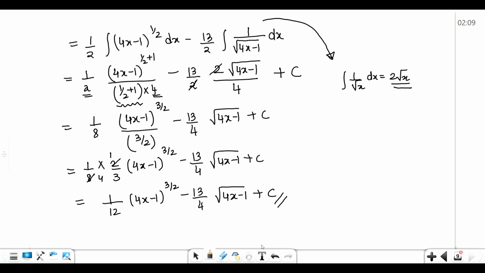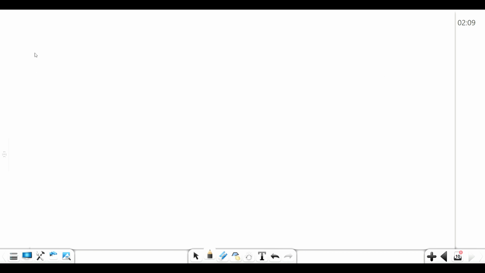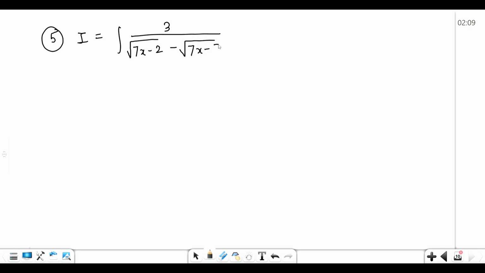Okay, let's take another example, the question 5. Here we are doing the integration of 3 upon square root of (7x - 2) minus square root of (7x - 5). Now in this kind of problem we don't have the polynomial in the numerator, but we have the polynomial in the denominator, that too in the square root. So we have to eliminate the square root, so we have to rationalize this part.